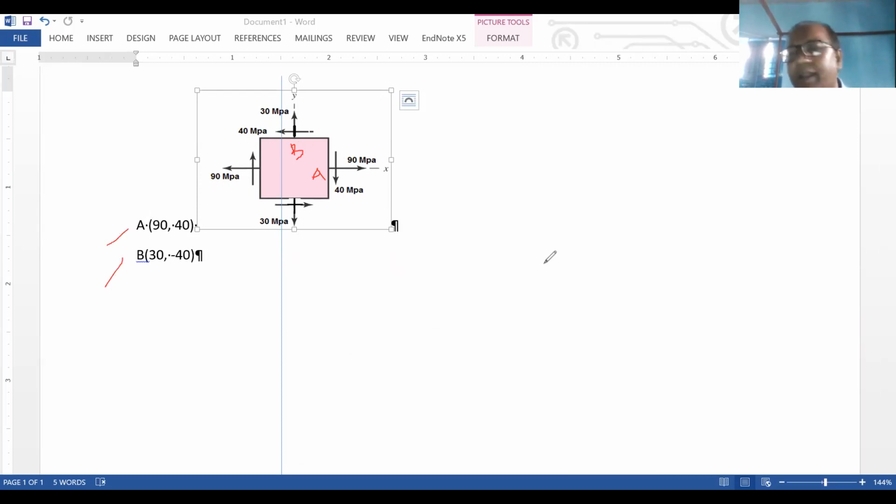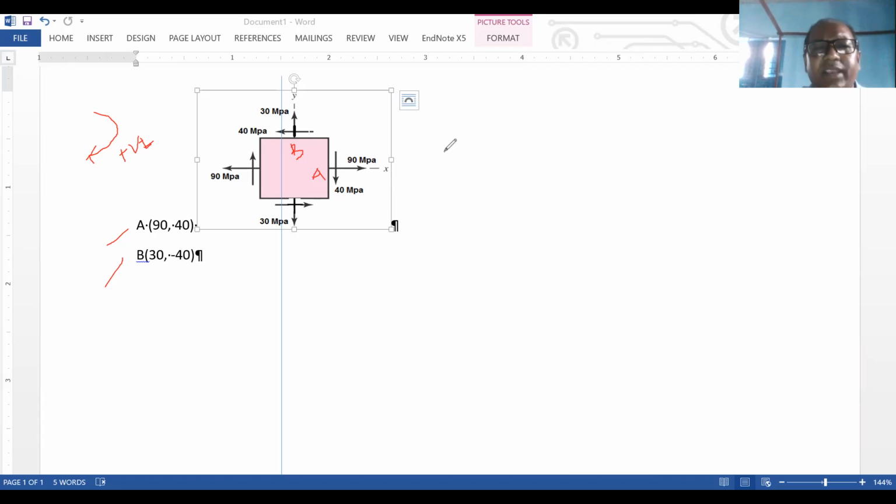Now I will start. You remember the sign convention: if tau rotates clockwise, that is positive in Mohr's circle. But in the algebraic method, it's opposite. If it rotates anti-clockwise, then it's positive. Okay. Now we'll find the center of the circle and figure out the radius of the circle.